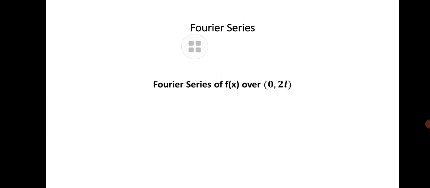That means we can define it in the interval -2 to 2, -1 to 1, or 0 to 2, 0 to 1, whatever it may be. But it is in the form of 0 to L, or minus L to L, or 0 to 2L, as in the radian intervals. In this video we will discuss the interval which is 0 comma 2L.